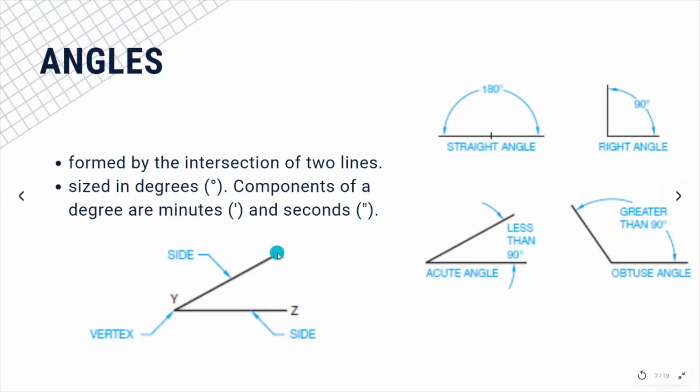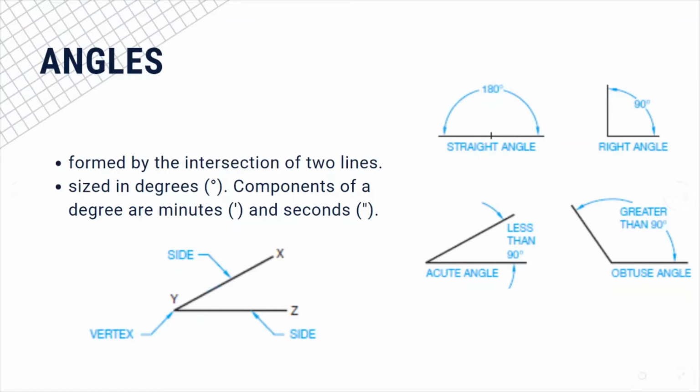So kini ang two lines nga gipasabot nato. So nag-intersect siya, naka-create siya og angle. So this is the point of the angle where the lines meet, called the vertex of the angle. So it is measured in decimals, pwede siya in decimals pero pwede po siya in degrees.